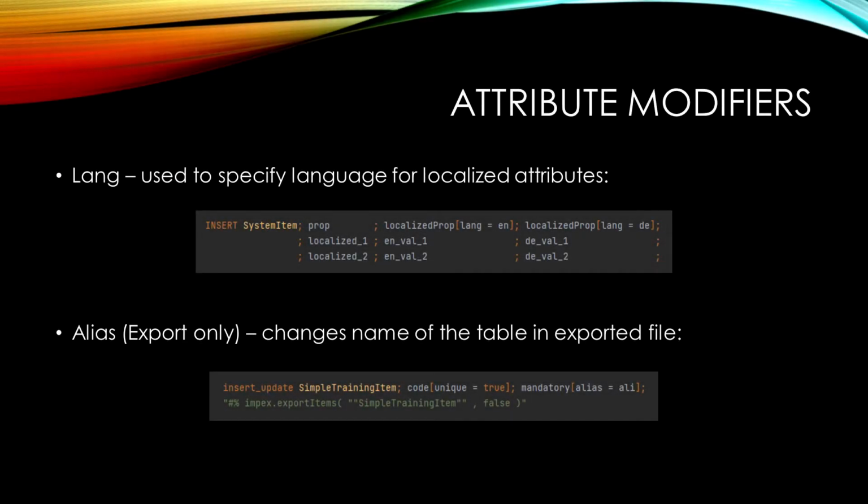For localized attributes, you can choose the language using the lang modifier. Alias is a modifier that is used only for export. It changes the name of the table in the exported file.